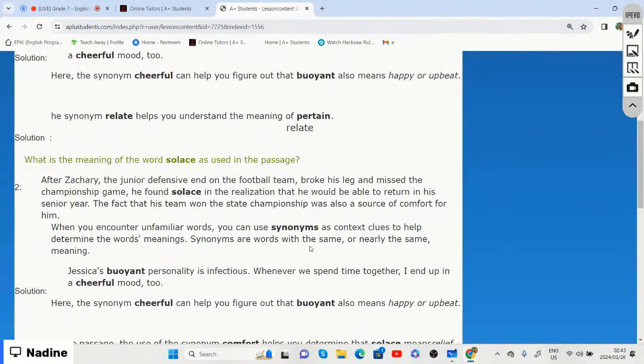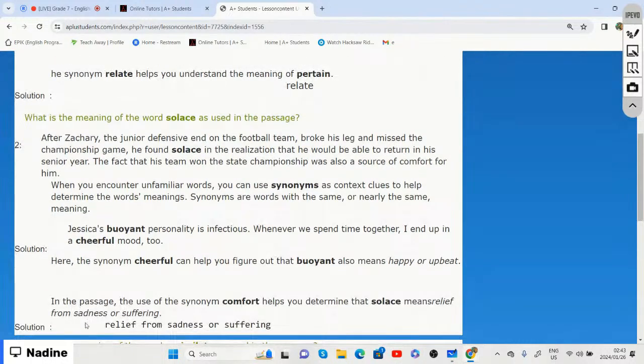So what is the meaning of the word solace as used in the passage? After Zachary, the junior defensive end on the football team, broke his leg and missed the championship game, he found solace in the realization that he would be able to return in his senior year. The fact that his team won the state championship was also a source of comfort for him. And when you encounter unfamiliar words, you can use synonyms, right?